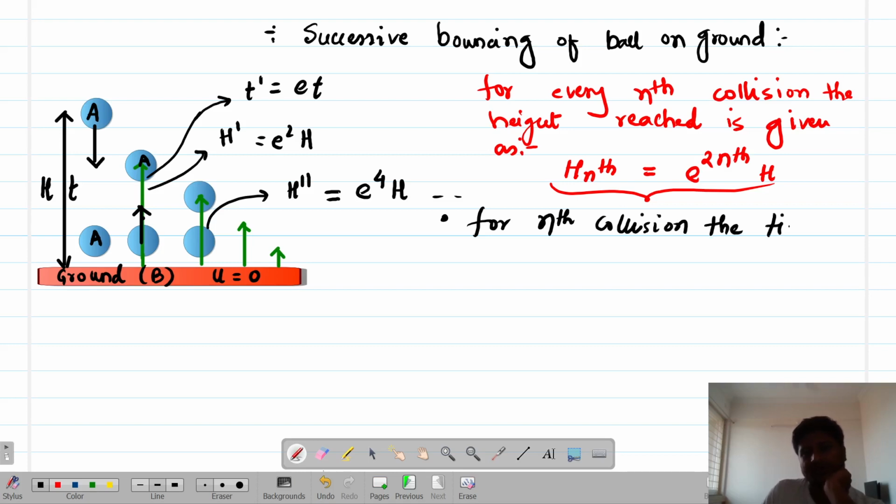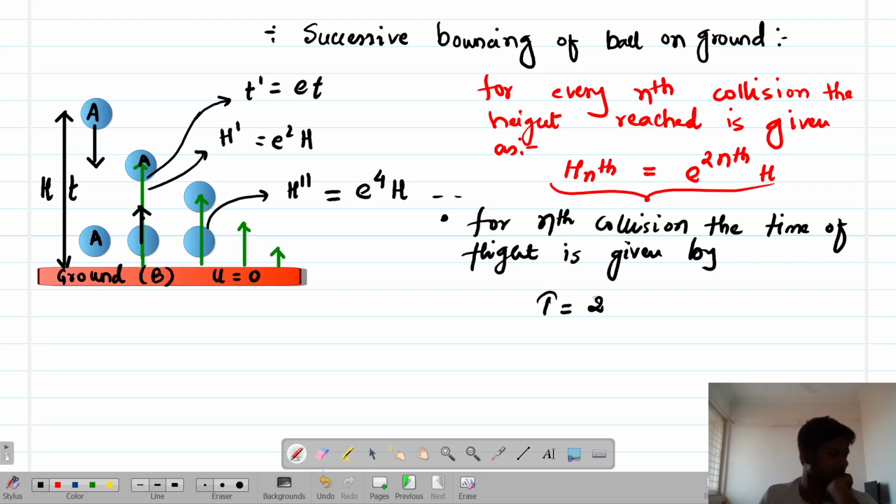Similarly, for every nth collision, the time of flight is given as, time of flight is twice of whatever we are getting. So the time of flight, or time of fall, is given by, I'm writing total time then, twice of e to the power of n, t n, into the initial time t. Are you able to get me or not? Is that clear?